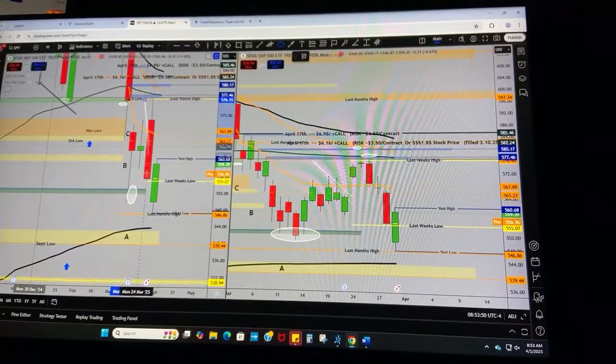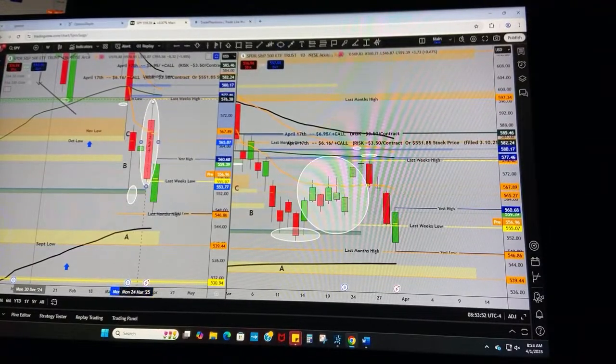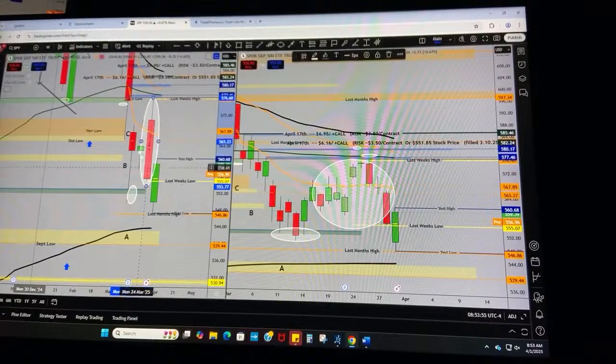Last week's close, we had a pretty bearish bar. Last week we had a bit of a gap up, rallied up into supply, and then we sold off. Mainly the damage was done on Friday.